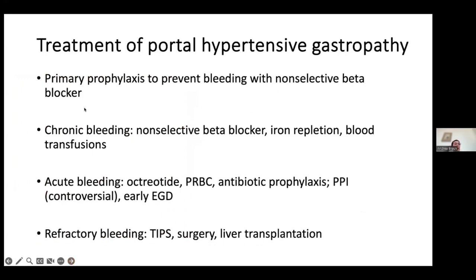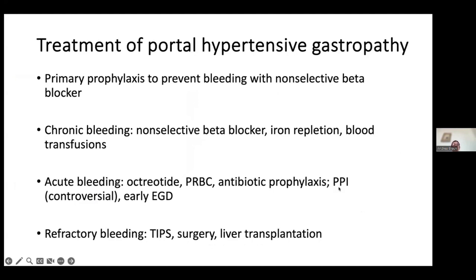For portal hypertensive gastropathy, you can try to prevent it with non-selective beta blockers. Propranolol is what we typically use. If there's chronic bleeding, you would again use propranolol, replete iron, and give blood transfusions as needed. For acute bleeding, maybe there's a role for octreotide.